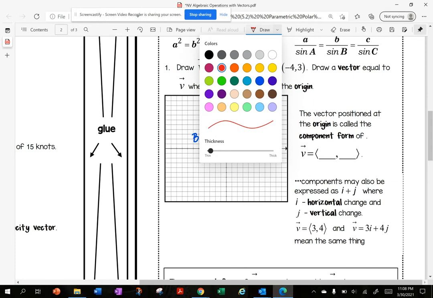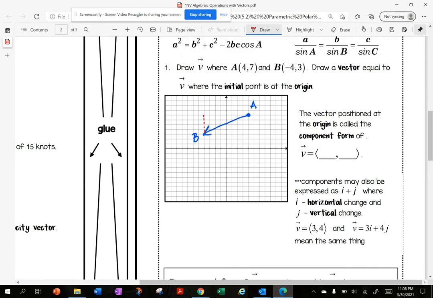I'm going to box it out into component form. So my horizontal is -8, and my vertical is -4. So I'm going left 8 and 4 down. So to have my vector v at the origin, I want this to start here, and I'm going to go left 8 and down 4. So my initial point is at the origin, and I'm calling this vector v.